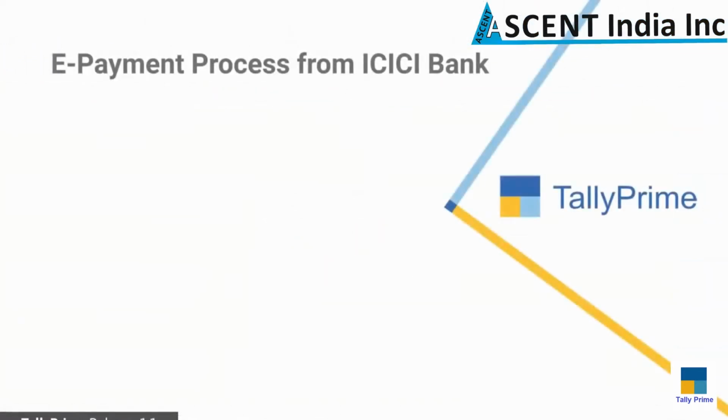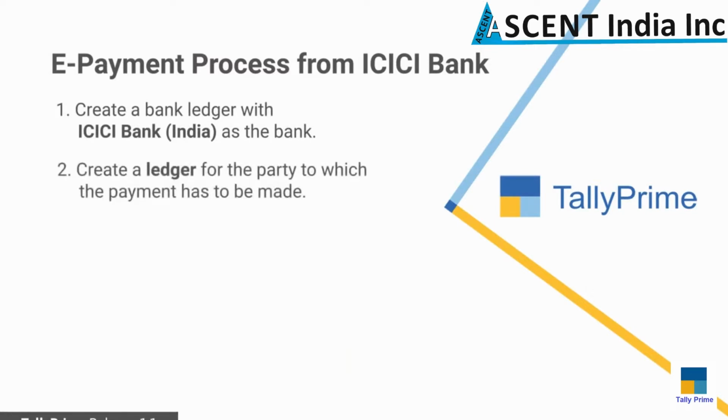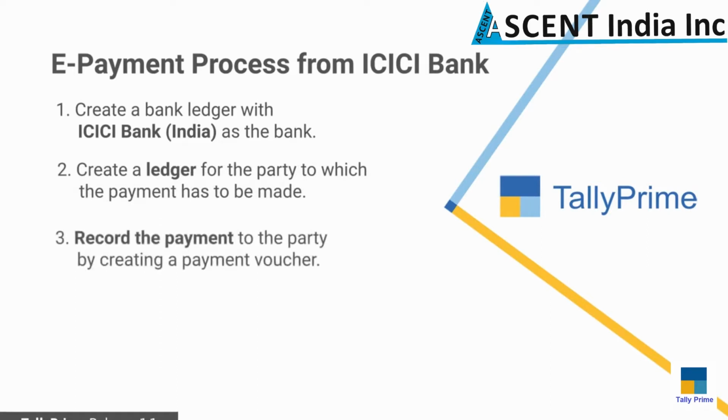Let's have a quick look at the process of e-payments from ICICI Bank using TallyPrime again. Create a bank ledger with ICICI Bank India as the bank. Then create a ledger for the party to which the payment has to be made. Record the payment to the party by creating a payment voucher.